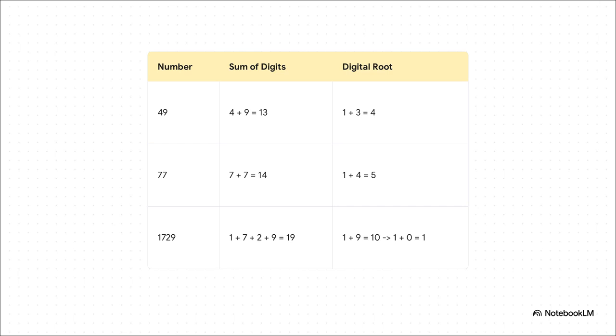Now for our big one, 1729, we already know the sum is 19. So we sum it again. 1 plus 9 is 10. And one last time, 1 plus 0 is 1. So the digital root of 1729 is 1. It reveals this hidden cyclical quality.